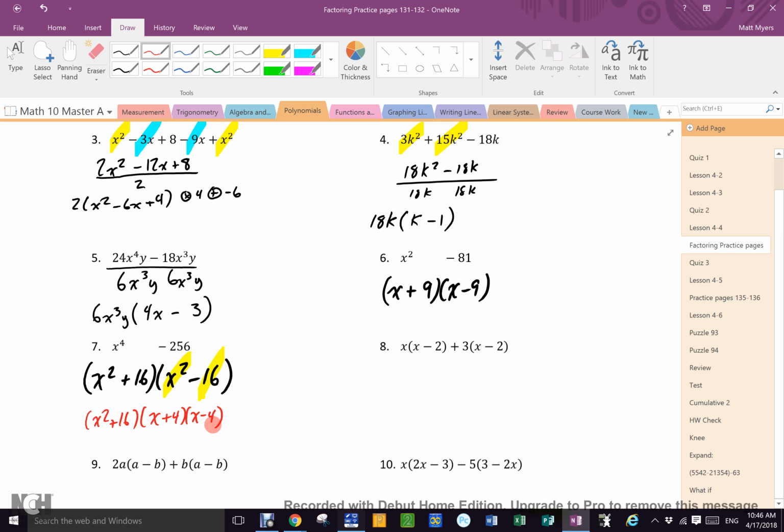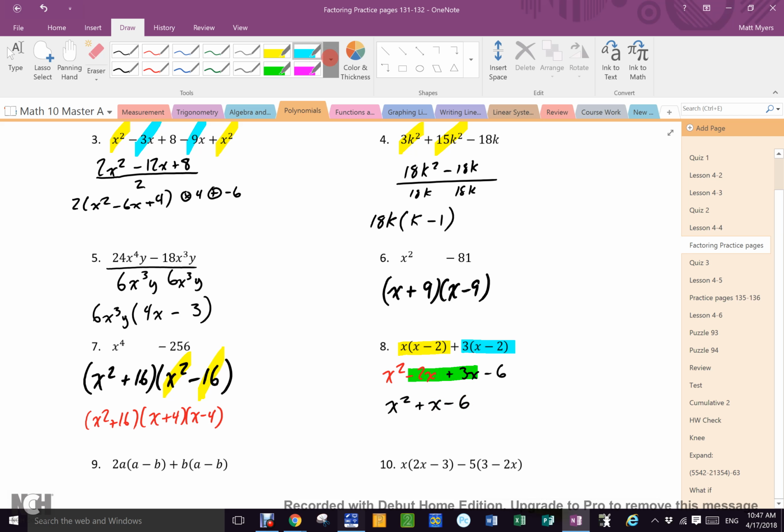What do you want to do right there? You want, not FOIL, but you want to distribute it, right? You want to write this as x squared minus 2x, correct? And what do you want to do there? Same thing, plus 3x minus 6, correct? And then what would you do with those two numbers? Add them up to get x squared plus x minus 6, correct?